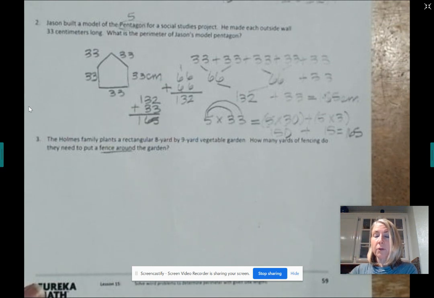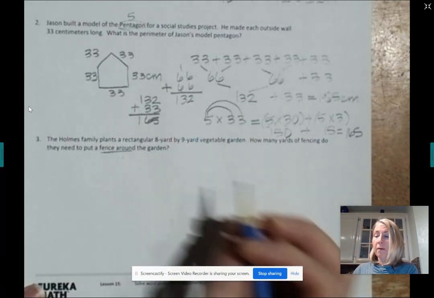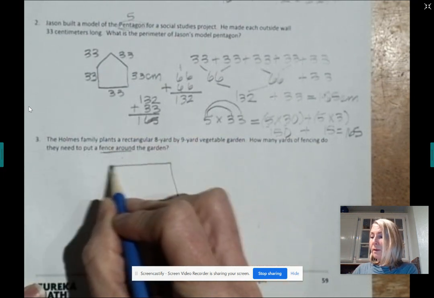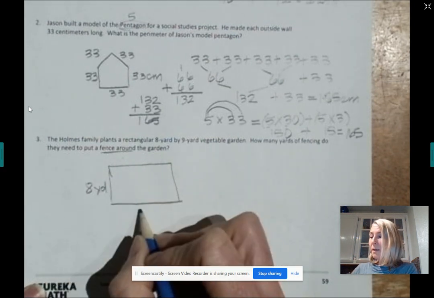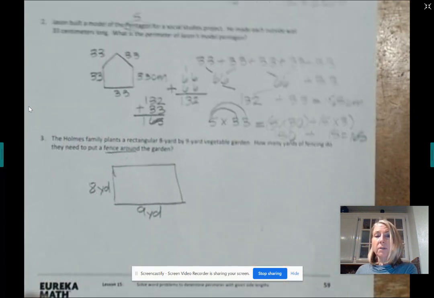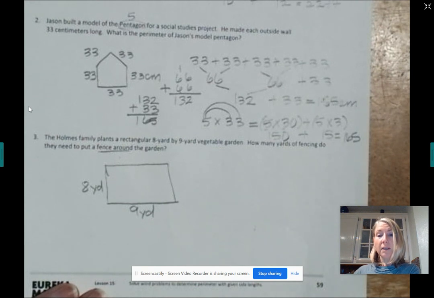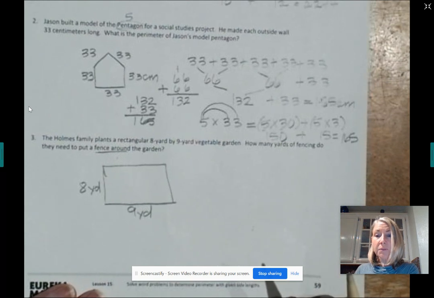Fences go around things. So it's an outside edge. That's telling me perimeter, not area. And I have an 8 by 9. So there's my 8 by 9. I've got 8 yards by 9 yards. And we're going to use a similar process that we did in number 1. So we're going to use the addition strategy and checking off everything. And then we're also going to try the formula arrangement of the problem. Since we've got this nice, neat rectangle, we might as well.